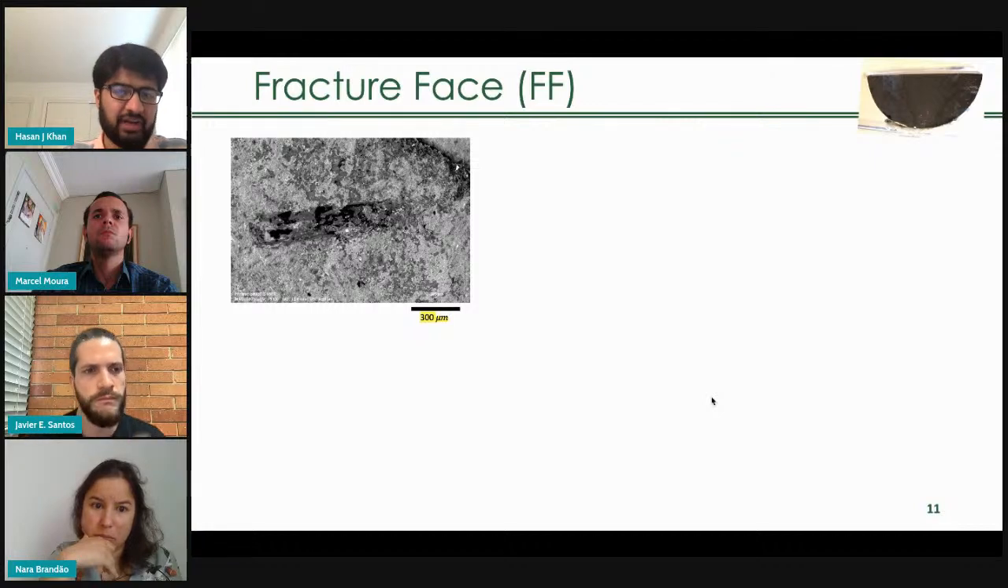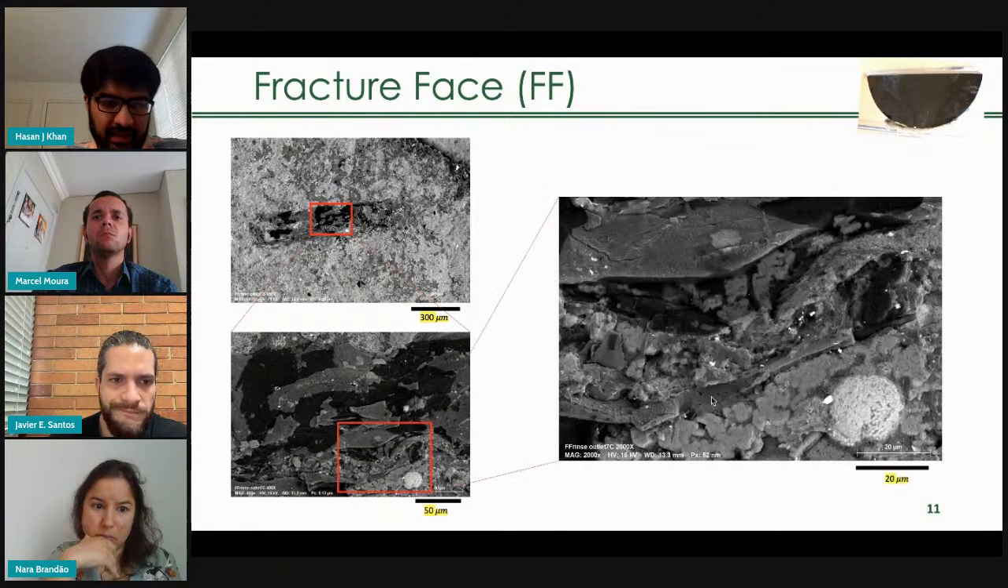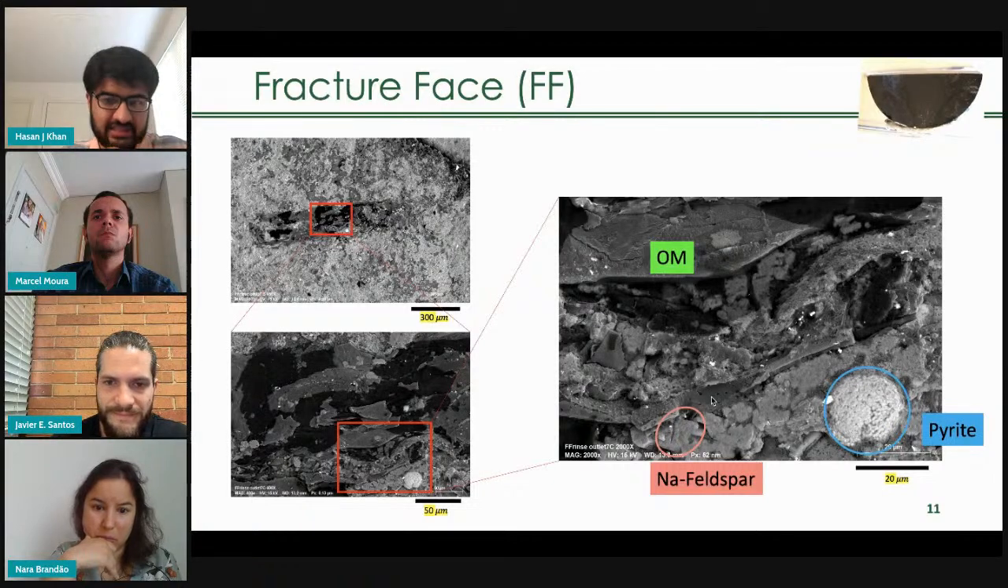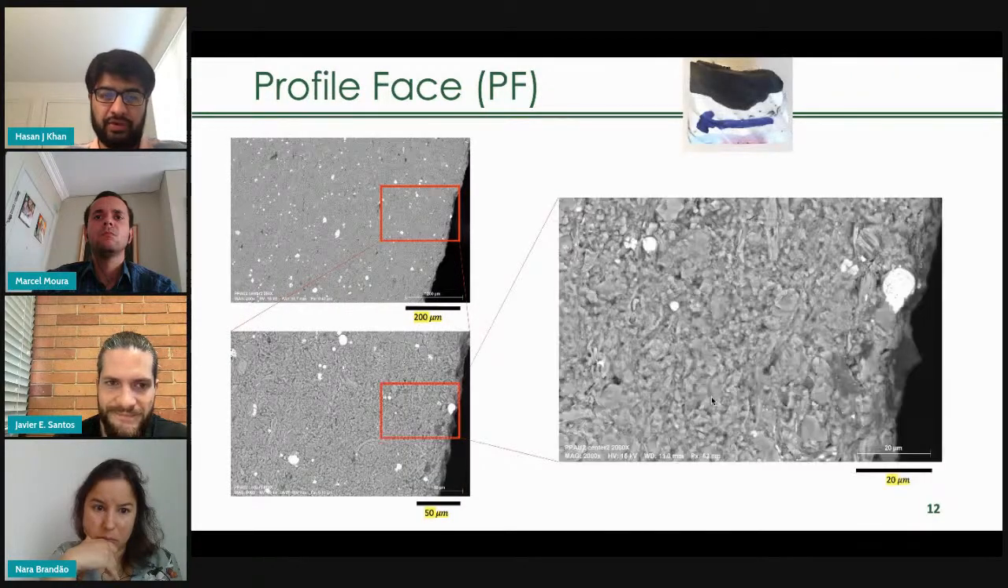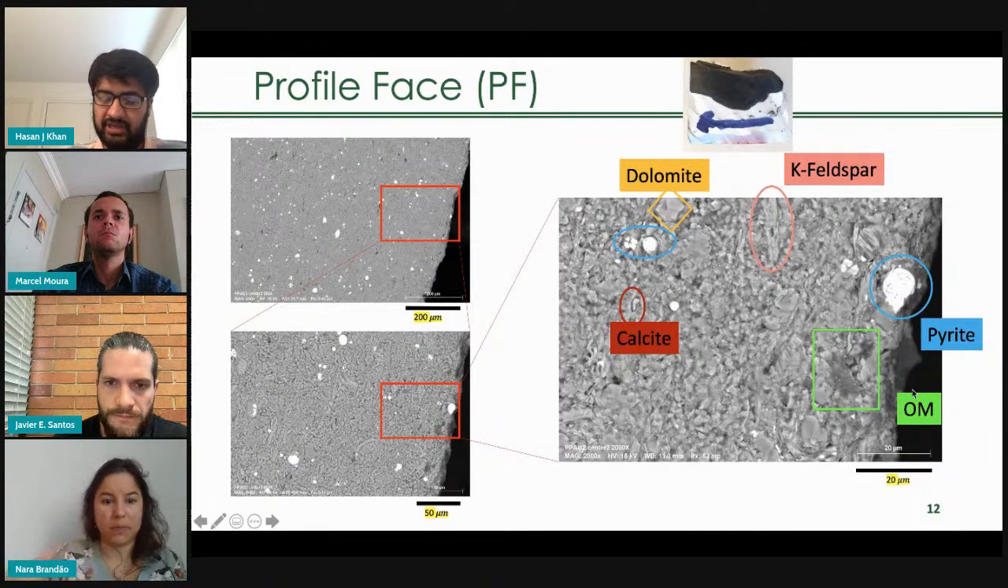So looking at the fracture phase, we were able to see some really cool features. For example, in this image, we can see the organic matter and pyrite clusters as well as some feldspar. Similarly, if we look at the profile phase, we are able to identify other minerals as well as organic matter, in this case calcite, dolomite, pyrite. All of these are pretty evident.